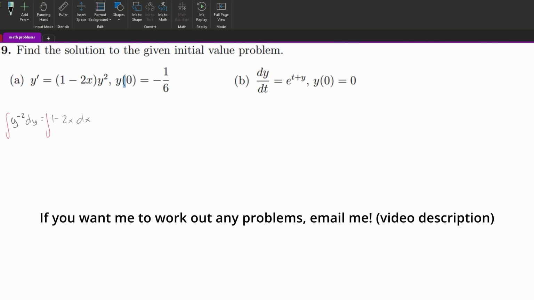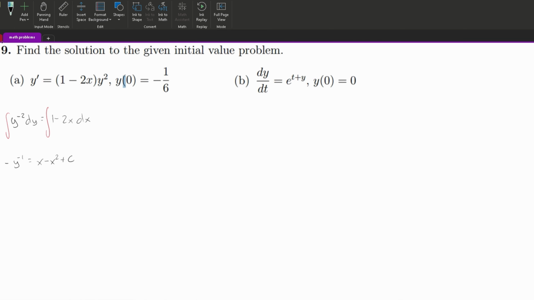So now we need to integrate. We need to get it to where we can plug our 0 for x and negative 1/6 for y inside. We're going to find our c and form a solution for this. In doing this, we know the left side is going to give us a negative y to the negative 1, and this is going to be equal to x minus x squared plus c. It's pretty simple. And then from here, all we want to do is plug our values in, right?